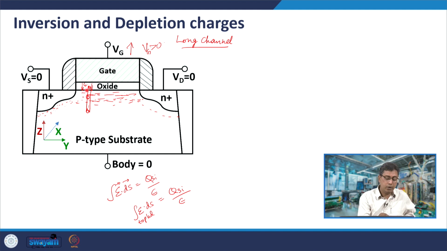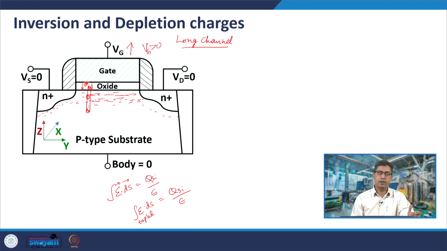So, therefore, as you increase the depletion charge here, you would find that the electric field here increases. So, what would happen? The drop across this oxide would increase because the electric field in the oxide is increasing. It is an ideal oxide we are assuming right now. So, this is how the gate voltage is being supported.